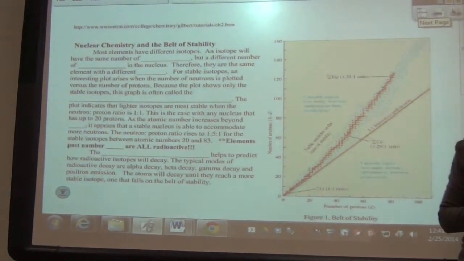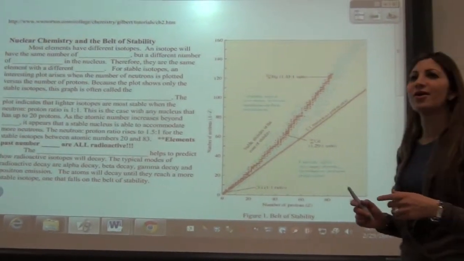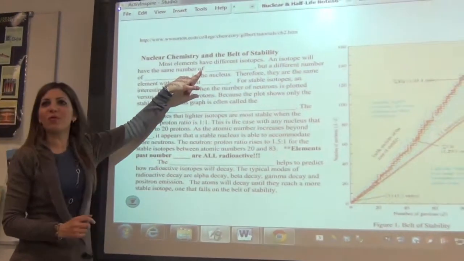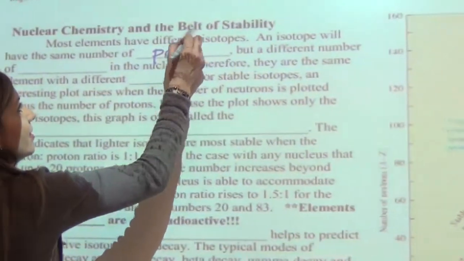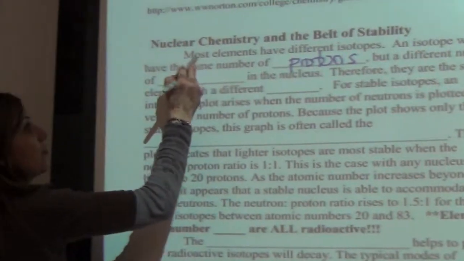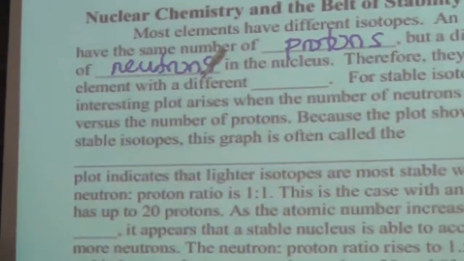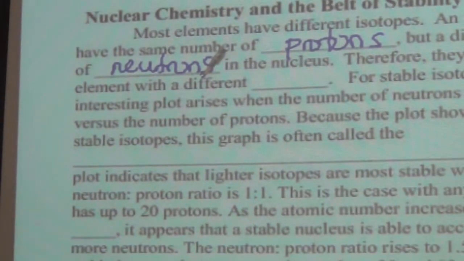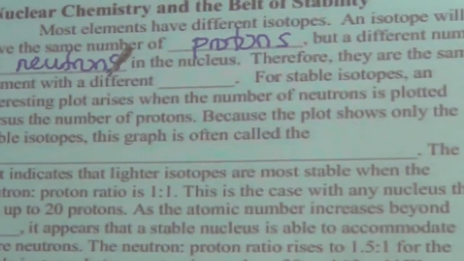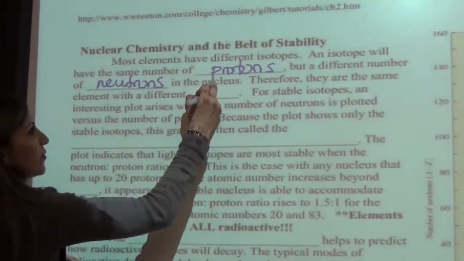Nuclear stability, what is called the belt of stability. Most elements have different isotopes. And an isotope, if you remember from the beginning of the year, these have the same number of what? Protons. Meaning their identity is the same, okay, but they have a different number of what in the nucleus? Neutrons. Good. Remember, if they have a different number of electrons, those are called ions, not isotopes. Those are charged particles. So now we're just talking about the nucleus. Therefore, they're the same element, but with a different what? Mass. Oh, you guys rock.